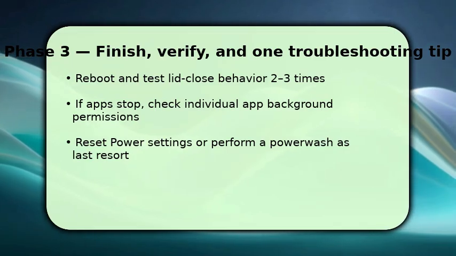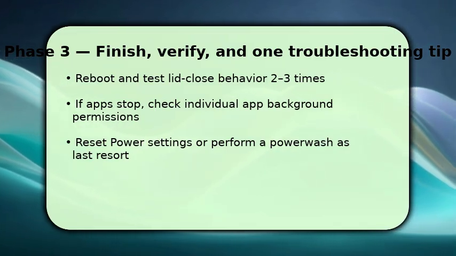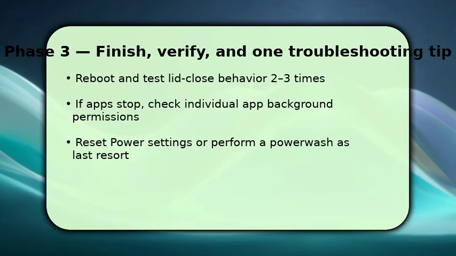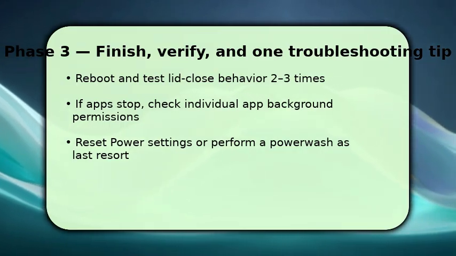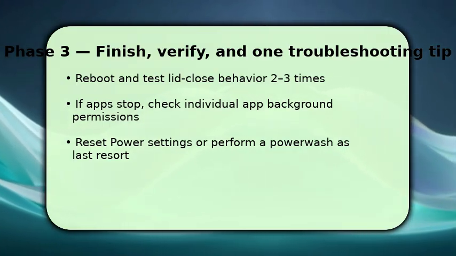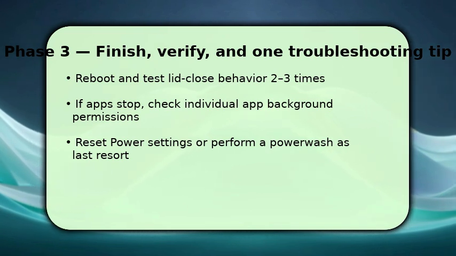If issues persist, revert recent changes, reapply defaults, and only then consider a power wash. One key tip: clear and regrant app permissions before extreme resets. That often fixes stubborn shutdown behavior.